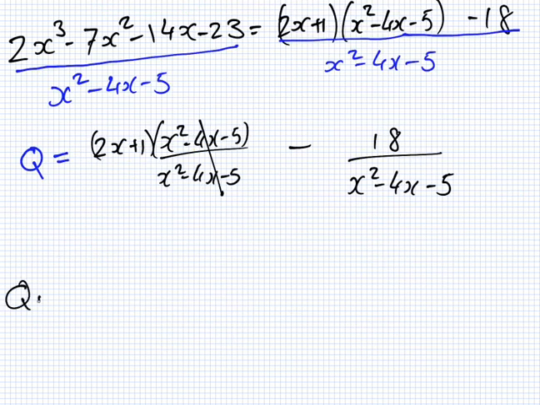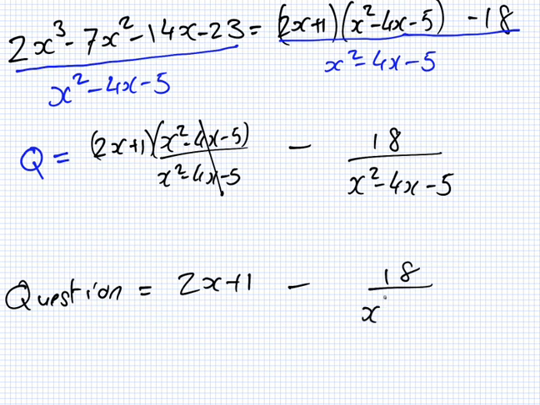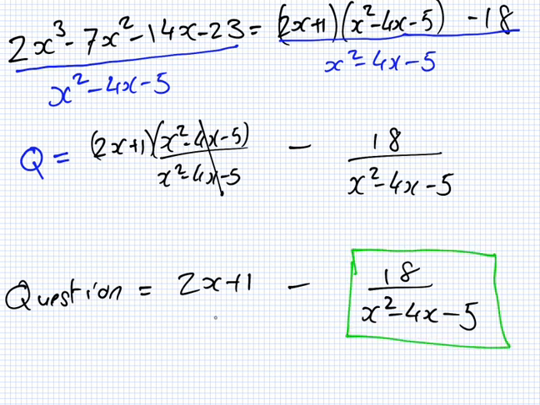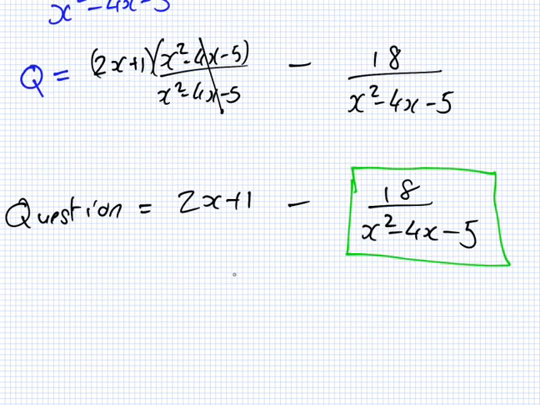So now I get question equals 2x plus 1 minus 18 over x squared minus 4x minus 5. And that's really the key now, because you've seen, or hopefully can see, what's happened. I've changed the problem from improper down to proper. Now we just have to deal with this, which we've seen how to do. So what we do then, well, I'll give you a minute.